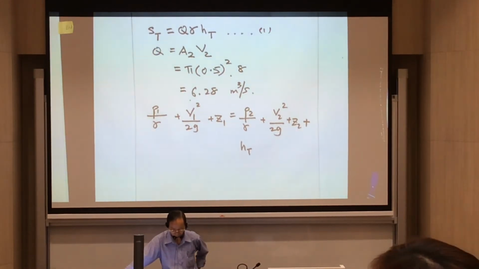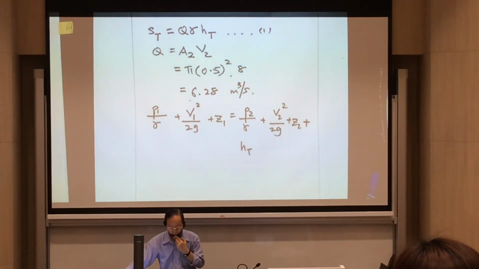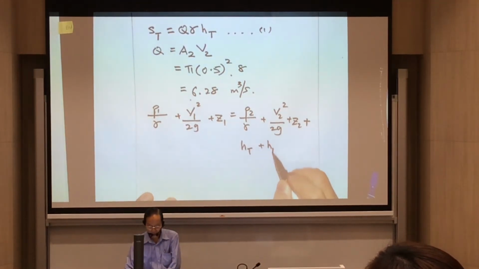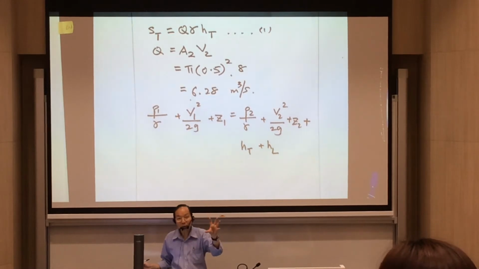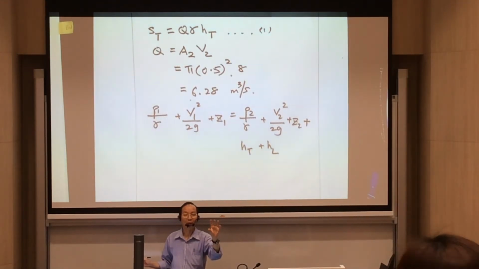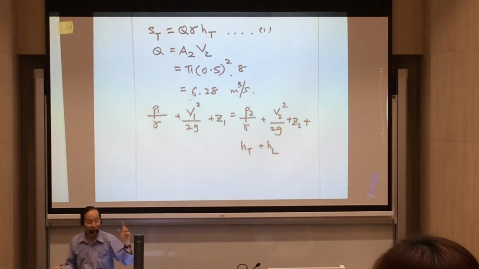Anything missing from there? What about HL? Don't forget, the question never mentioned inviscid. So you cannot assume frictionless flow. If you assume frictionless flow, HL would be equal to 0. Can I assume that HL is 0? I told you already, this is a real situation.